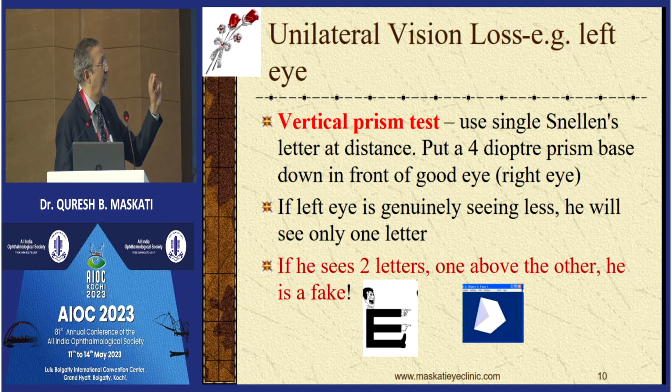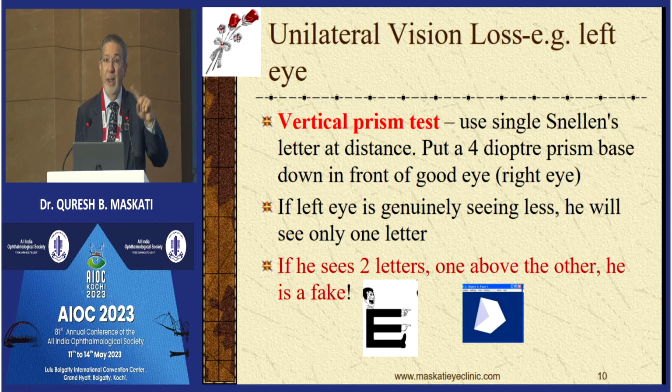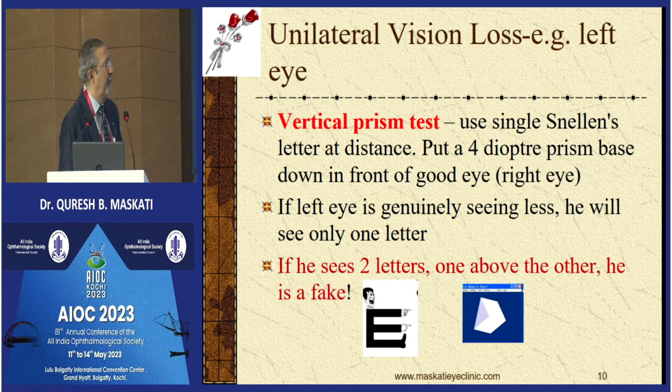What about unilateral vision loss? Just the left eye. The patient says, I can't see with my left eye. Use the vertical prism test. Use a single Snellen's letter, the E chart, at a distance. Put a 4 diopter prism base down in front of the good eye. So the good eye is the right eye. Put a prism with 4 diopter base down.